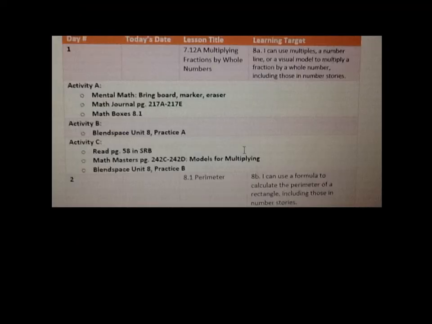Today, as you go off to work on your own, looking at our learning journey, we know that we already completed the mental math. We still need to complete the remainder of the journal pages, 217A to 217E. And we are going to cross out Math Boxes 8.1 for today. When you get done, for Activity B, you're going to go to Blend Space Practice A, and for Activity C, you're going to first read page 58 in the student reference book, then do Math Masters, page 242C to 242D, and then if you have time, go to Blend Space Practice B.